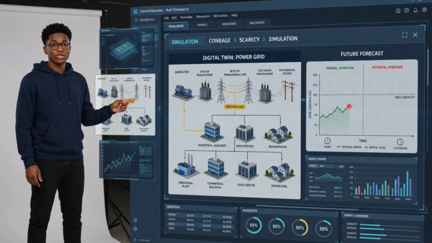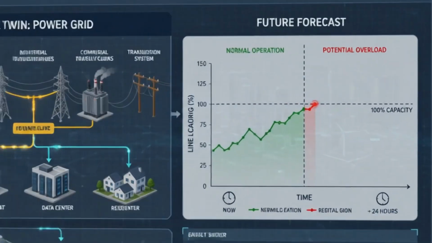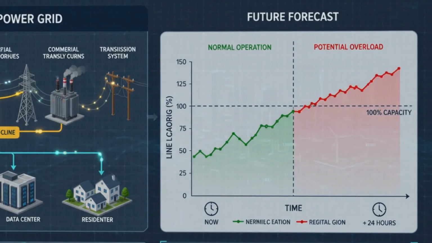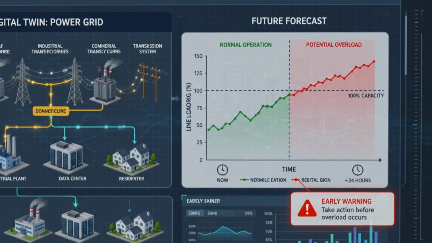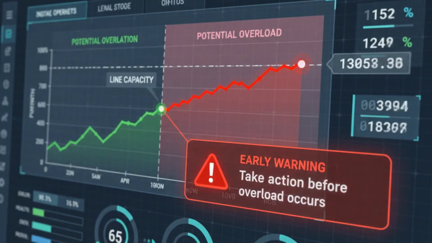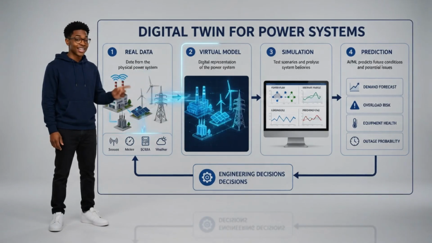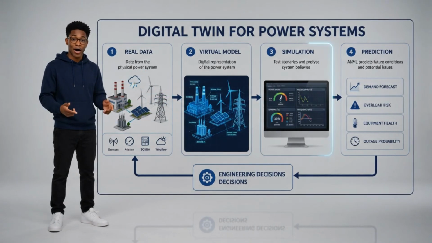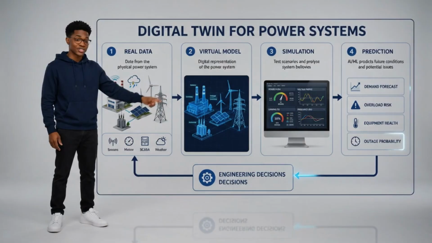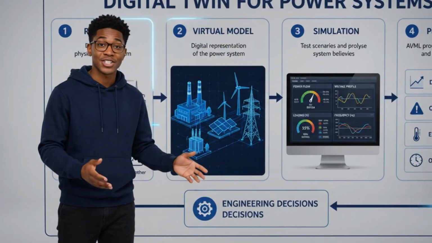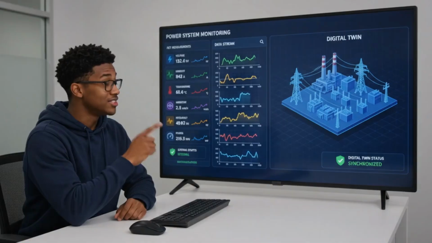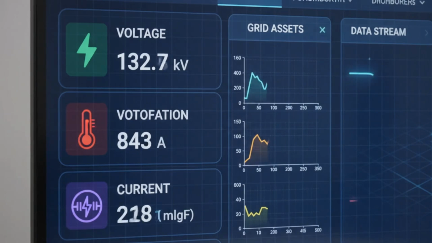Engineers can also use simulations to explore possible future conditions, such as overloads, equipment problems, changing demand, or renewable energy fluctuations. The basic idea is simple. Collect real data, update a virtual model, simulate possible situations, and use the results to make better decisions about the real power system. A digital twin needs reliable information.